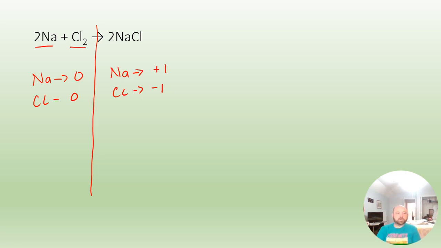Now, we are going to try to identify which elements were oxidized and which were reduced. In this case, the oxidation state of sodium increases from 0 to +1, indicating that sodium was oxidized. I'm going to write that here. Sodium was oxidized, and chlorine was reduced.